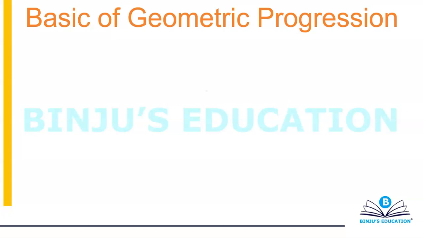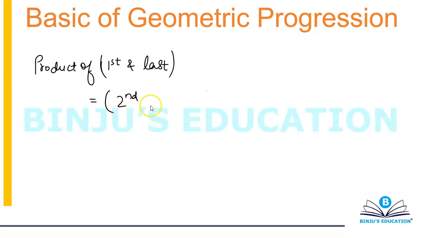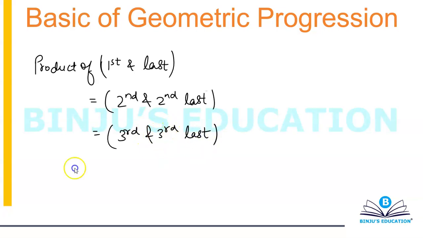In case of GP, what happens is the product of first and last term is equal to the product of second and second last, is equal to the product of third and third last, is equal to the product of fourth and fourth last, and so on and so forth. You can prove that also.